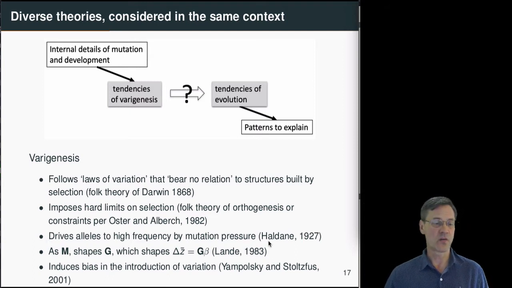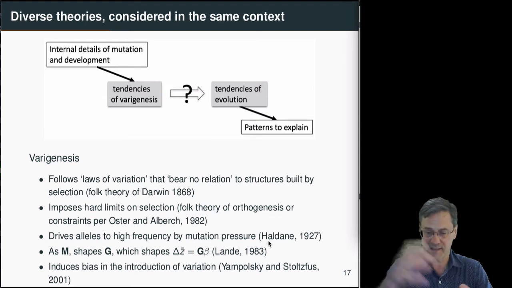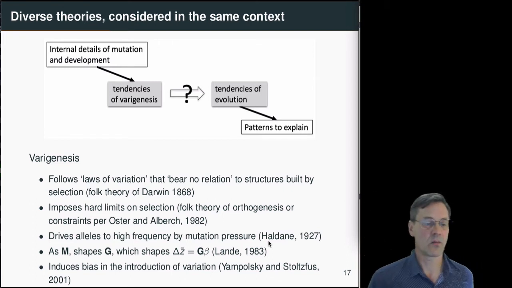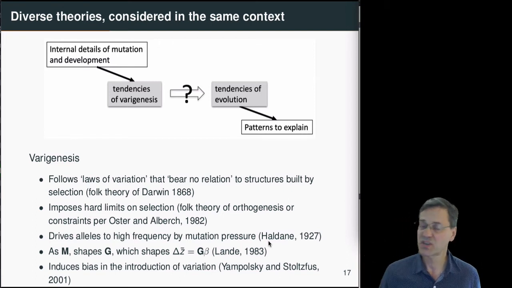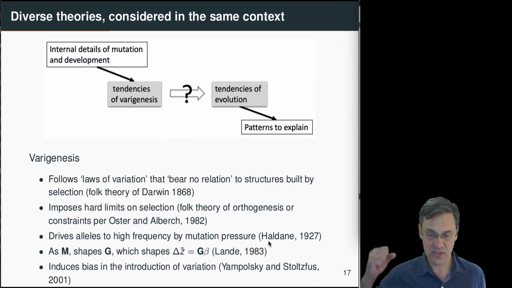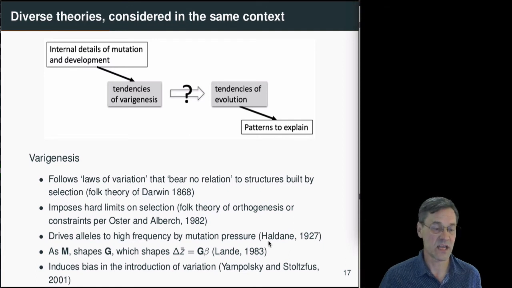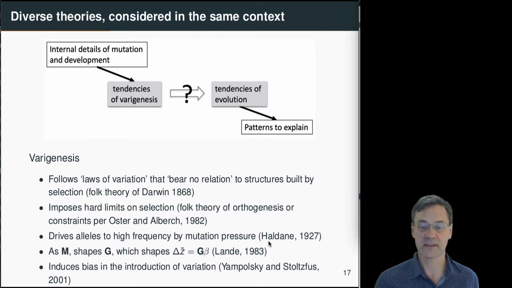There's a very old folk theory that says that variation imposes hard limits on selection, or it sets out a list of possibilities from which selection chooses what it wants. There's the mutation pressure theory of Haldane-Fisher that says that mutation acts by driving alleles to high frequencies. There's the theory of evolutionary quantitative genetics, and then there's this new theory of biases in the introduction process.